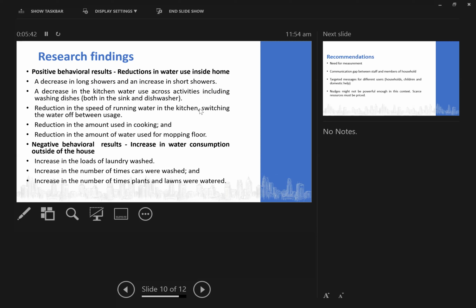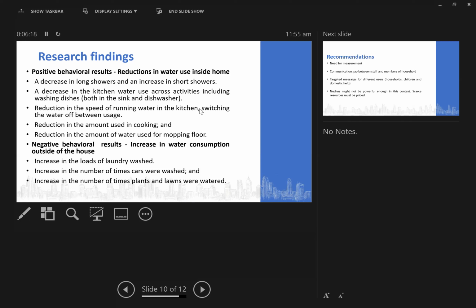So I'm within the four walls of the house. But external usage, in terms of laundry, or washing your cars, or watering lawns, there was an increase in water consumption outside the house, and a reduction in water consumption inside the house. Inside the house, people have started reducing their shower times. In the kitchen, people would save water in the sink and rinse the utensils first. So there was a saving in water usage in the kitchen.